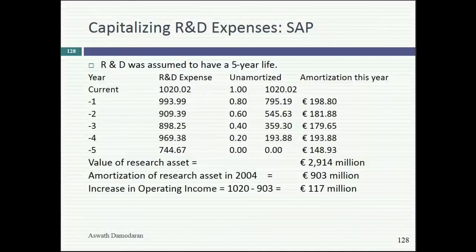So let's take an example. This is SAP. Familiar with SAP? It's a German software company. It's a very un-German German company. It's not rigid, it's very flexible. It has a pretty good reputation in the technology business. I assumed a 5-year life.